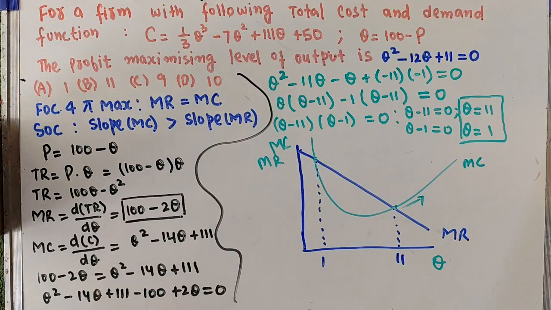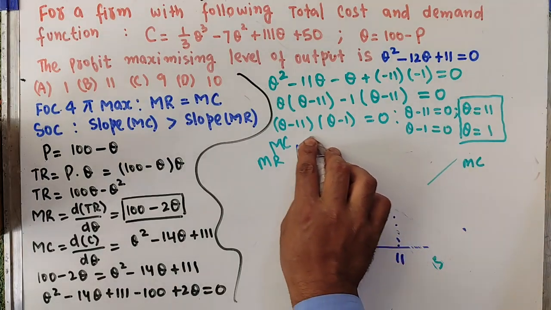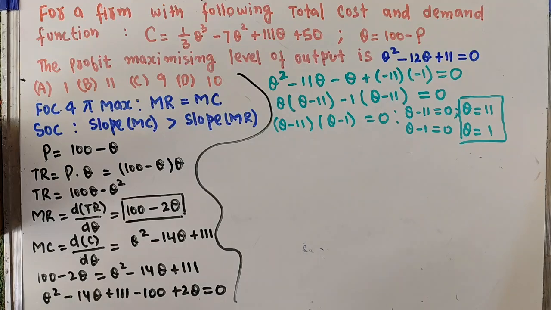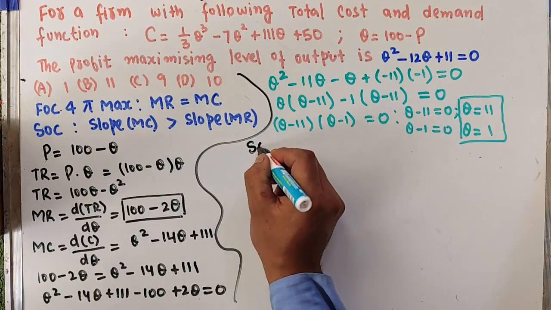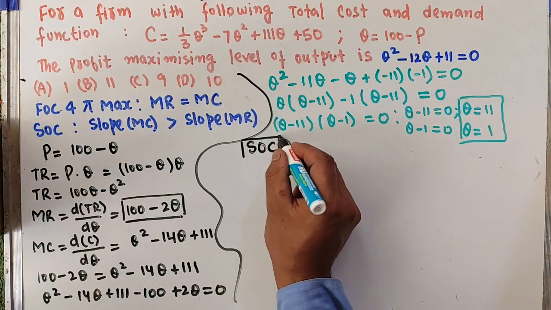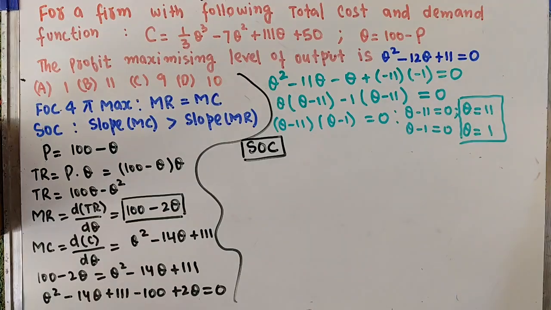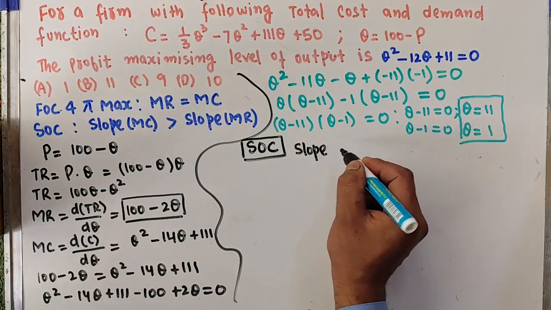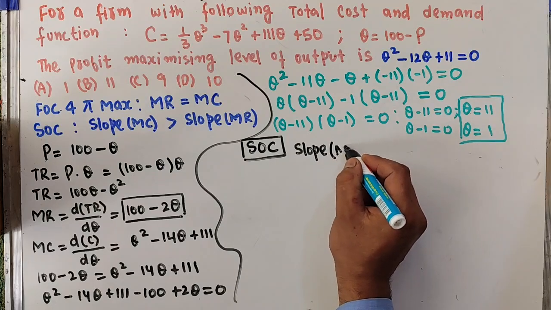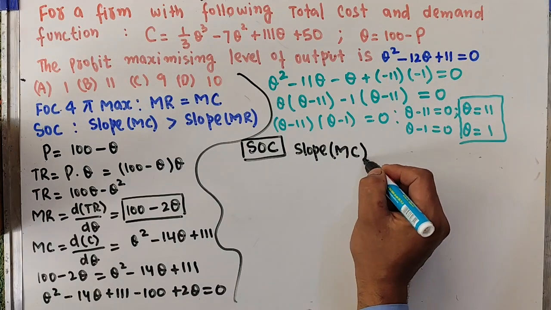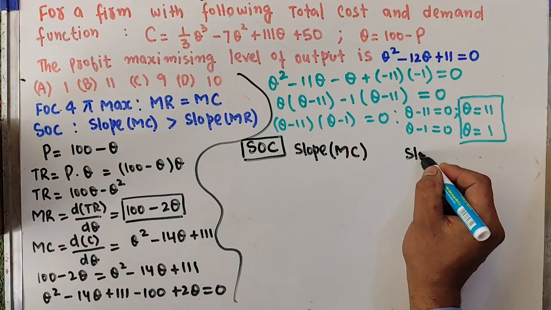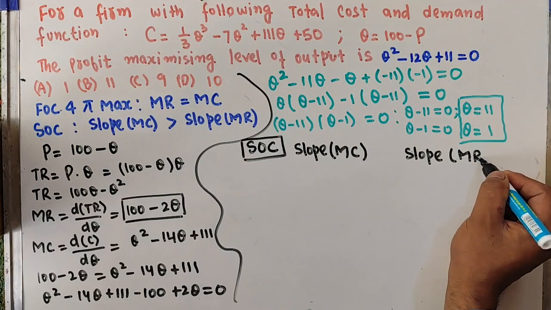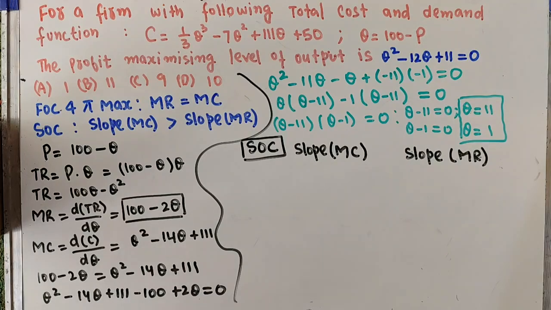Let's now try to explain the second order condition. So we are done with the first order condition. Now we need to check the second order condition. What happens at the second order condition? We need to compare the slope of the marginal cost function and the slope of the marginal revenue function. What is the slope of the marginal cost function?